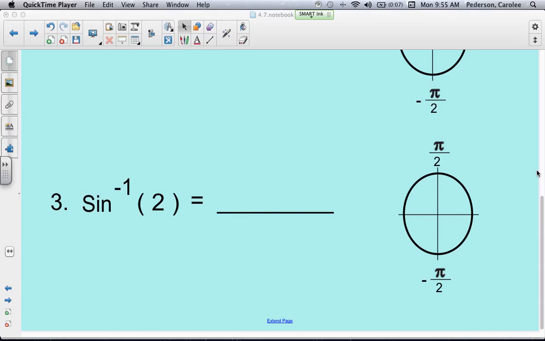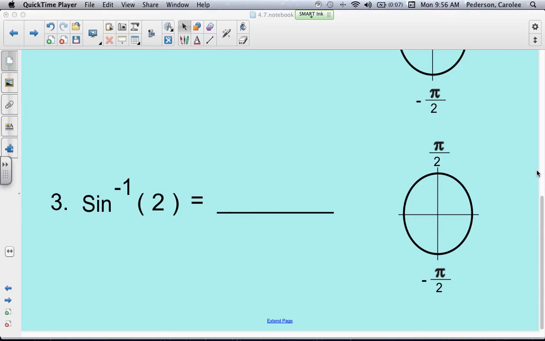This is 4.7, part 2. Now on the unit circle, try and find the sine inverse of 2. Where on the unit circle do you find the y value to be 2? You don't. Think about the unit circle. The y values are on the entire unit circle. It has a radius of 1. So this is outside the restrictions that we had.